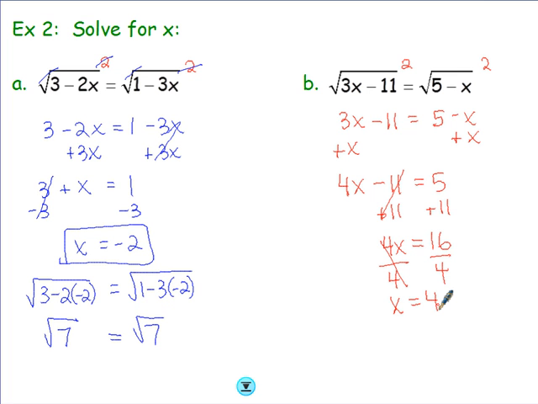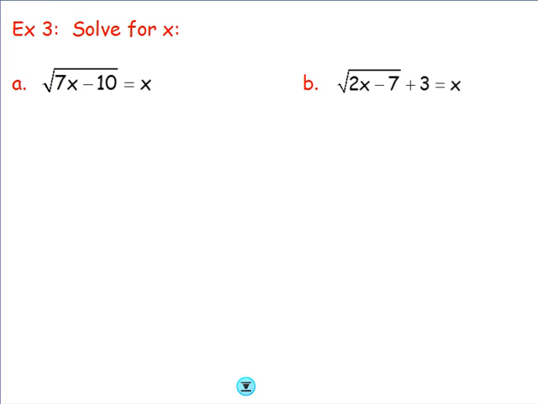Hopefully you plugged it back in on both sides. On the left side, 3 times 4, take away 11, leaves you with 1. And 5 minus 4 also leaves you with 1. So you get the square root of 1 on both sides. So that answer does work. And no, you don't have to show me that the answer works. Just like when we've done this in the past, all you have to do is cross off the answer that doesn't work, and I'll know you checked it. Let's move on to the harder problems.